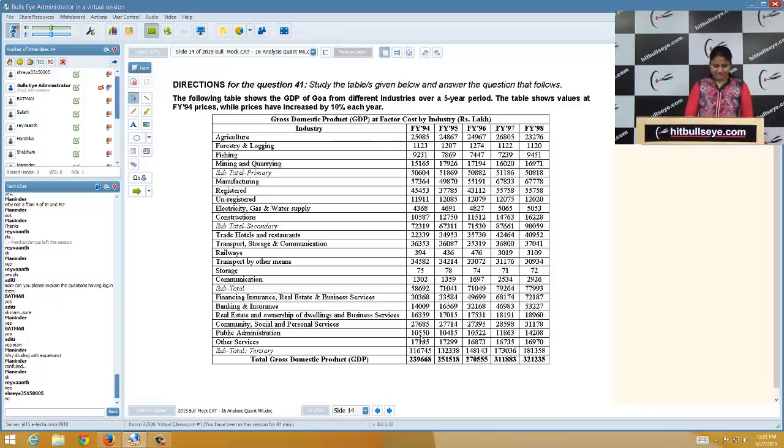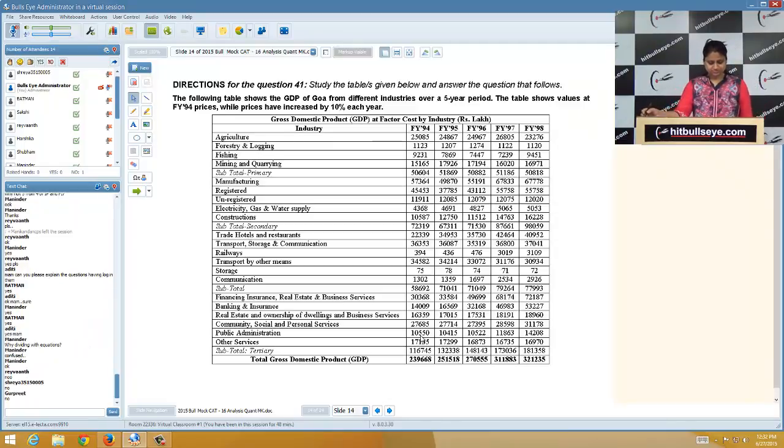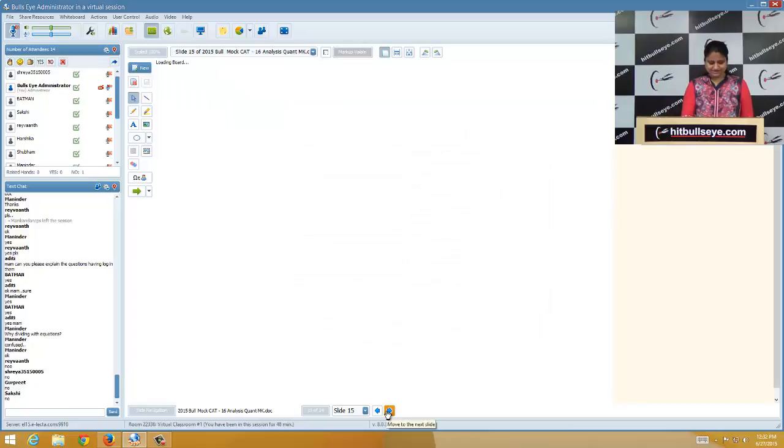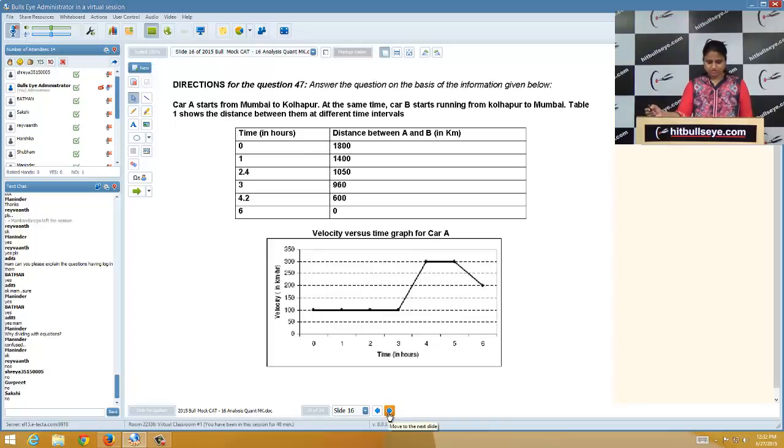Yeah, any problem in this? It's a simple indexing question. Any problem in this? Any one of you, please write and explain in the chat box. Okay, let us move. Now question number 47, 48, 49. Any problem in this?